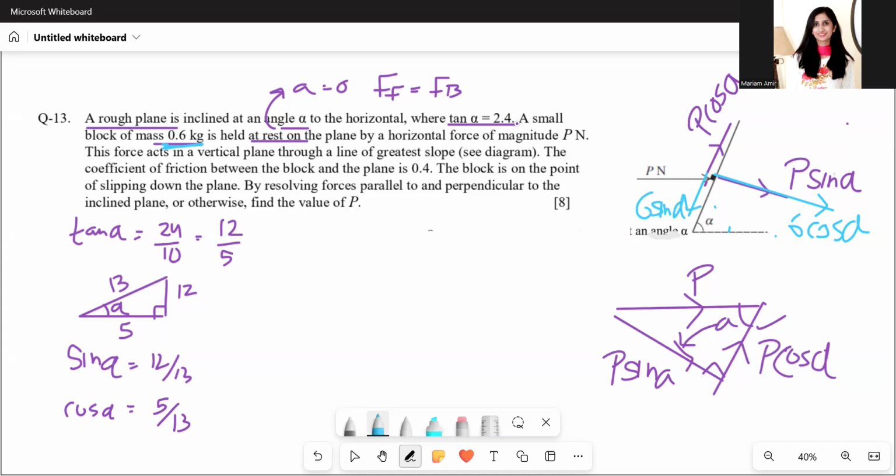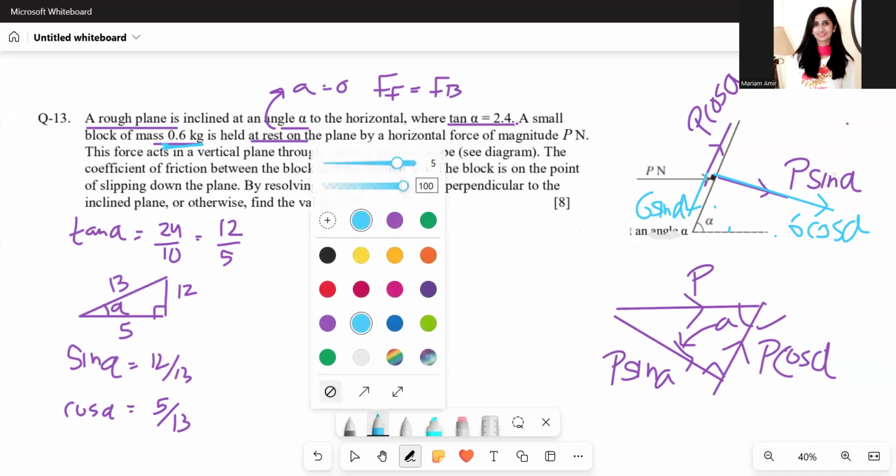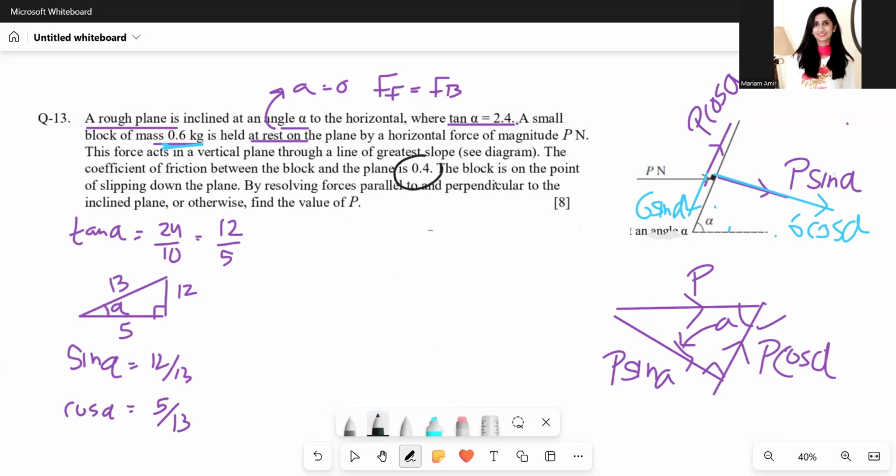The coefficient of friction between the block and the plane is 0.4. Okay, I still have to figure out whether friction is going to be in this direction or this direction. That depends on the direction of movement. Friction is always opposite to the direction of movement. Okay, let me clear these. And this, okay, cleared. All right, so which direction is friction going to be in?